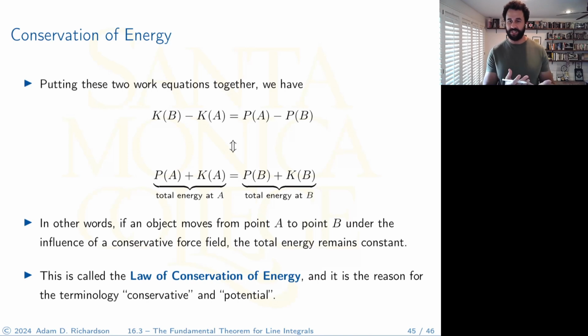This is the conservation that you learn about in the law of conservation of energy. So, in other words, if you're going from point A to point B under the influence of this conservative force field, the total energy remains constant. And that's the law of conservation of energy. And this is why we call it conservative and potential. So I hope you like that result. Very cute, very clean, very nice.